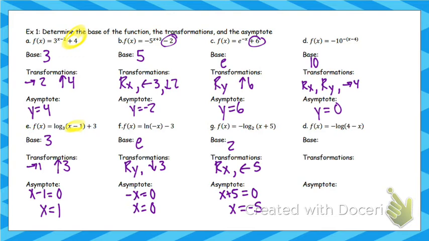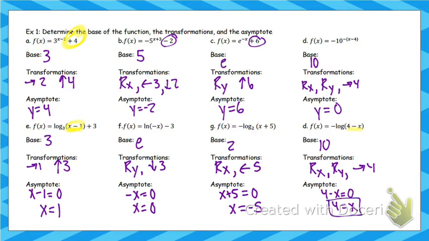And then last one, the base is not written, so remember that means a base of 10. Negative out in front is a reflection over the x, and this one's actually kind of tricky. I'm going to rewrite that. That is a -x plus 4. And if you remember, what we want to do is factor out that negative. So this is actually a reflection over the y and a shift right 4. And that one's a little bit tricky. But again, to figure out where the asymptote is, take what's in the parentheses, set it equal to 0. So I get x equals 4.